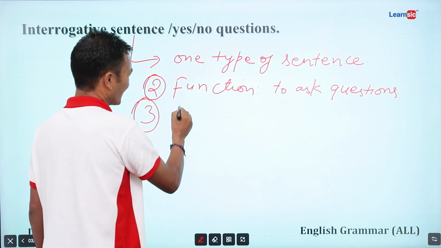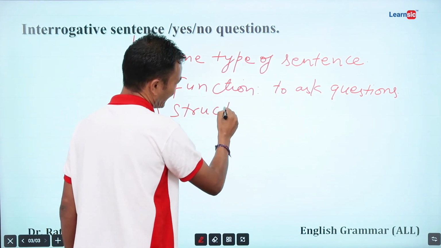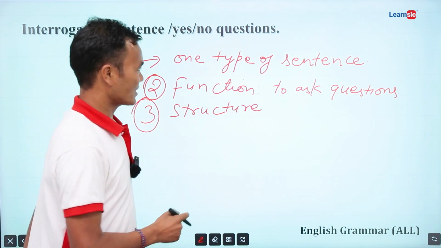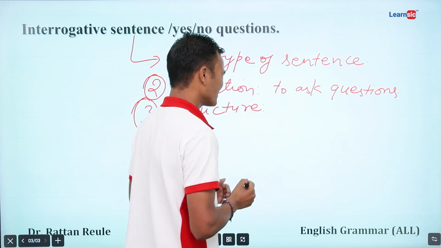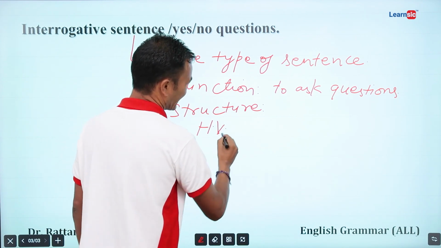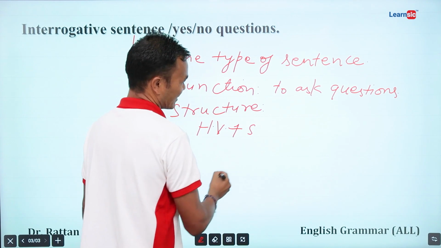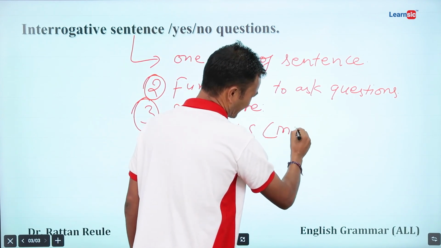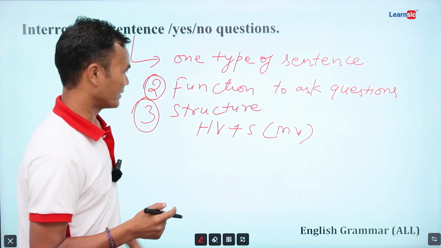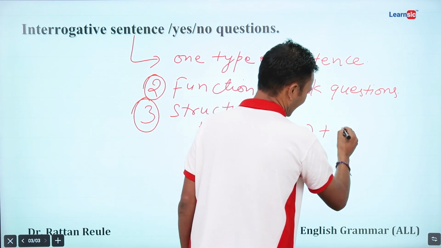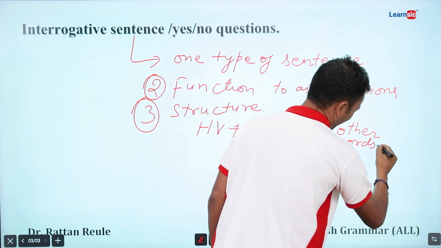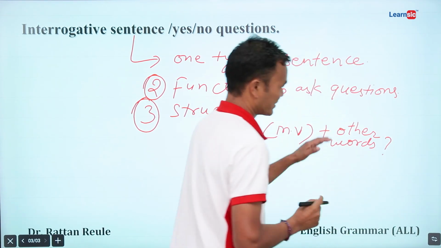Number three, you study, you analyze, you think, and you go through the structure of it. And what is basically a structure? Very beautiful structure. It starts with a helping verb, number one, then subject, then in a bracket I write the main verb, because there can be a main verb or may not be a main verb. Then after that, other words, and at last don't forget to use this question mark, right?